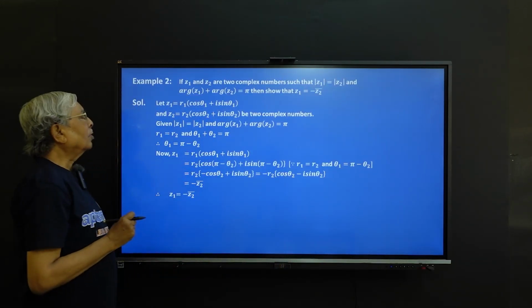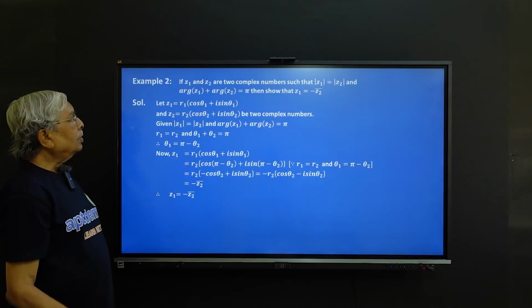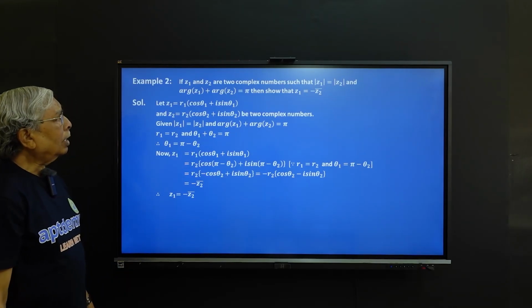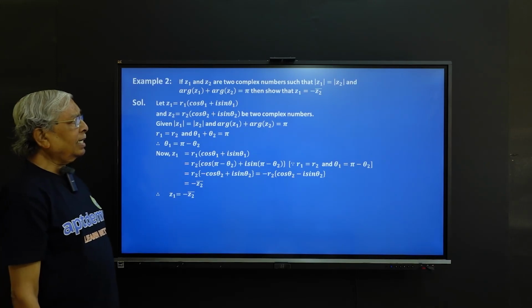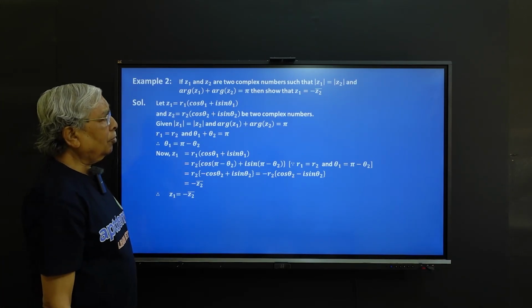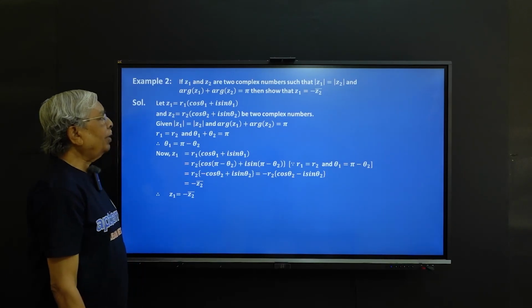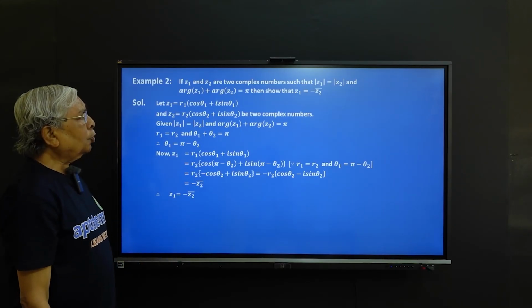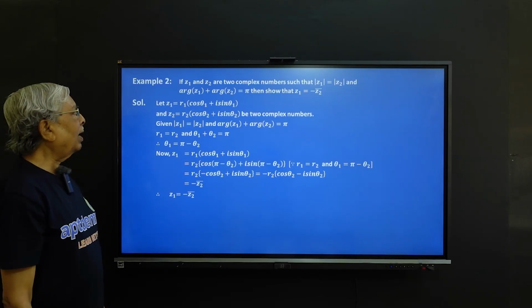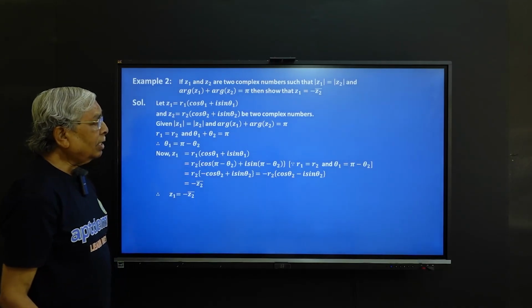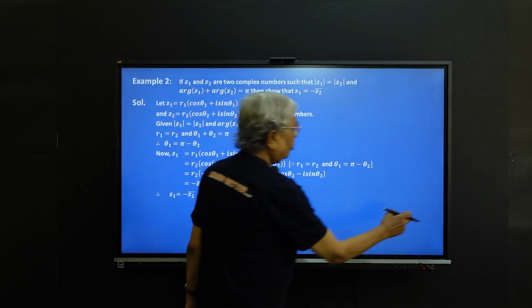Next we come to the next problem. If z1 and z2 are two complex numbers such that mod z1 is equal to modulus of z2 and argument of z1 plus argument of z2 equal to pi, then show that z1 is equal to minus z2 bar. What is our z2 bar? Just we mention it.